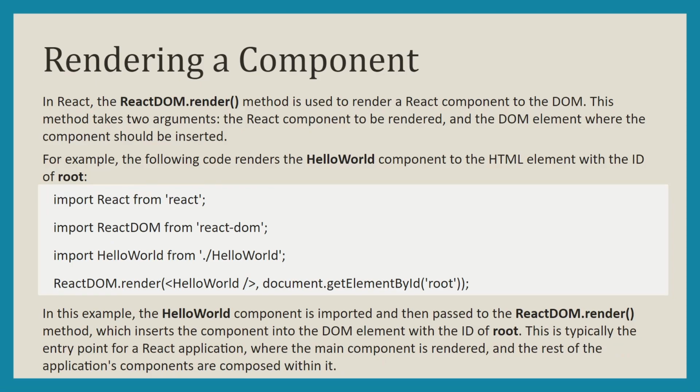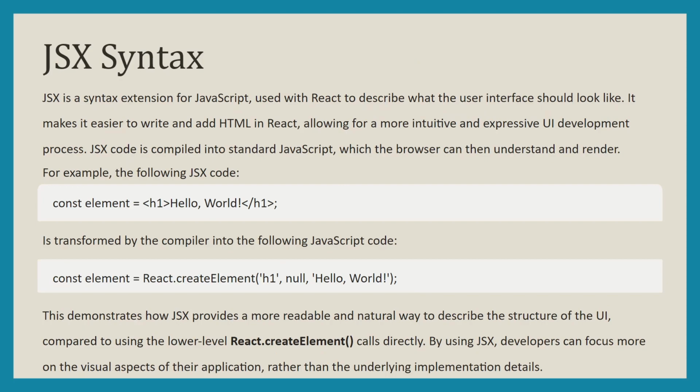For example, the following code renders the HelloWorld component to the HTML element with the ID of root. Import React from React, import ReactDOM from ReactDOM, import HelloWorld from HelloWorld, ReactDOM.render HelloWorld, document.getElementById. The HelloWorld component is imported and then passed to the ReactDOM.render method, which inserts the component into the DOM element with the ID of root. This is typically the entry point for a React application, where the main component is rendered and the rest of the application's components are composed within it.